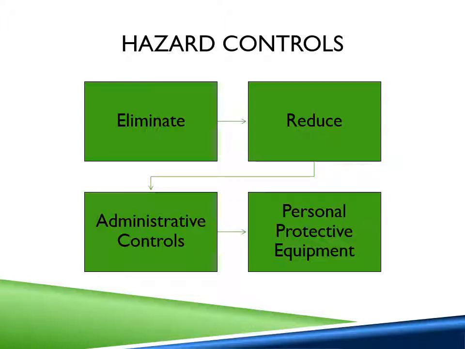Should the elimination or substitution of the hazard not be an option, the next consideration would be to reduce the risk and potential impact of the hazard. This step is also referred to as engineering controls. Engineering controls may include modifications to equipment, ventilation systems, or processes that reduce the source of exposure.